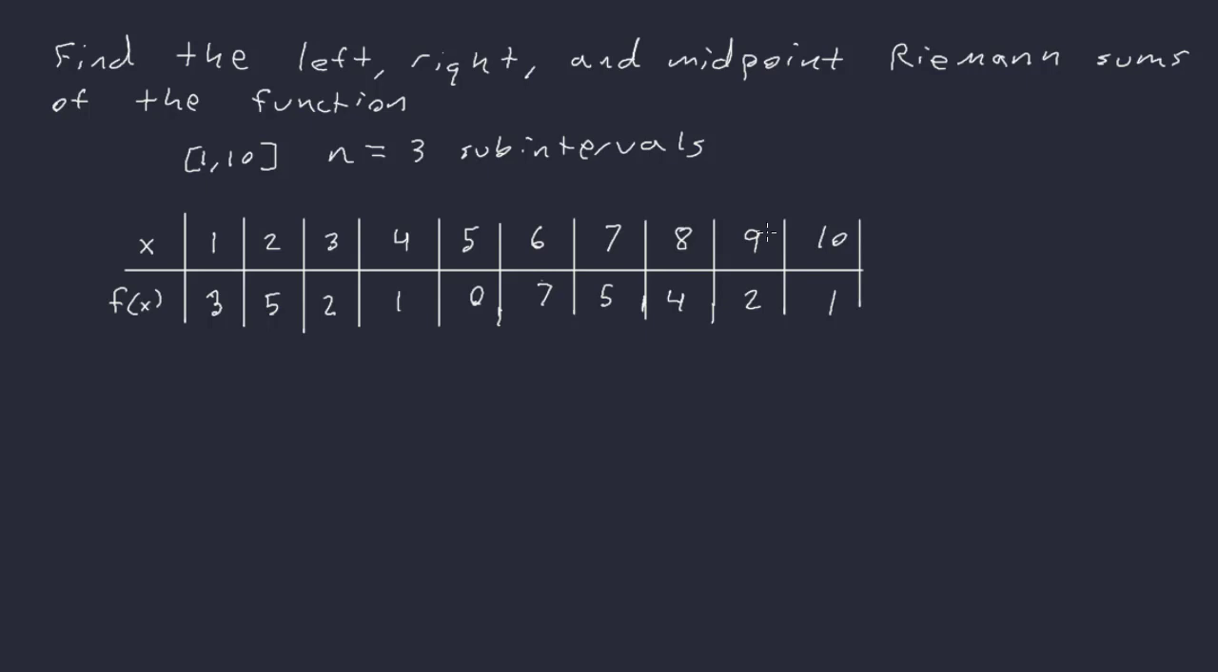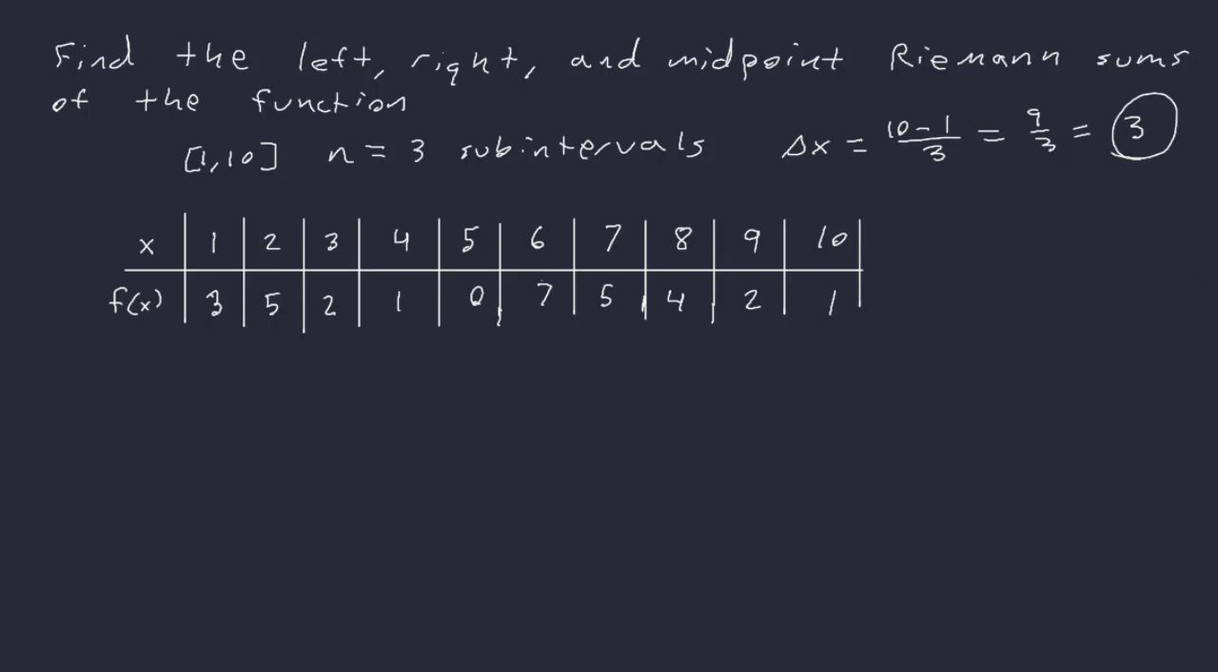Okay, so we approach this in exactly the same way we usually do. We start by finding what our delta x is. So of course that's b minus a over n. So it's 10 minus 1 over 3, so that'll be 9/3, which will be 3. So the length of our subintervals is 3.